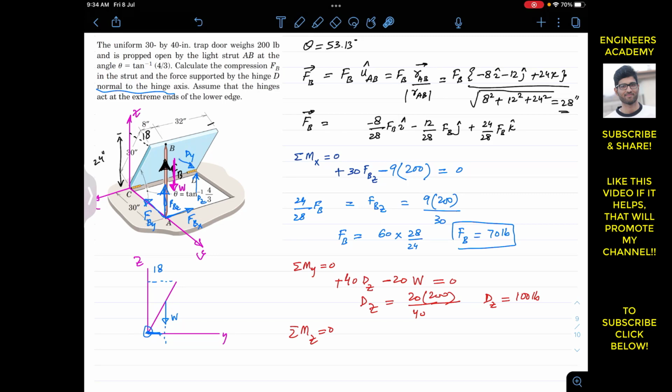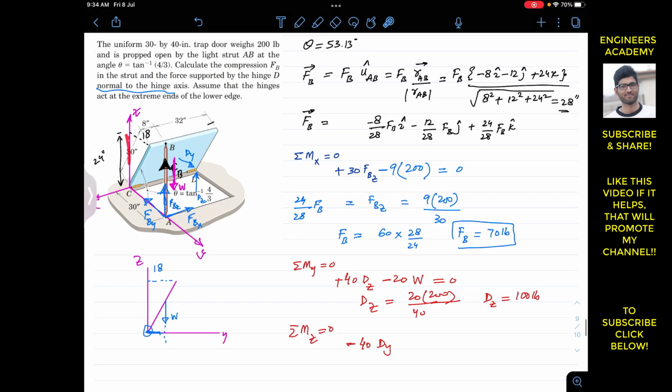Now fbx is producing the moment about the z-axis in this direction, like this, and dy is producing the moment about the z-axis in this direction. So if we curl our right hand fingers about the z-axis in this direction, our thumb will point out in the negative z. So we will write minus dy, and the perpendicular distance of dy from the z-axis is this distance, which is 40. So I will multiply this dy with 40, and this fbx is producing the moment about the z-axis in this direction. If we curl our right hand fingers in this direction, the thumb will point out in the positive z. So we can write plus fbx, and the perpendicular distance of fbx from the z-axis is this distance, which is 30 inches. So I will multiply this with 30, and this is equal to 0.